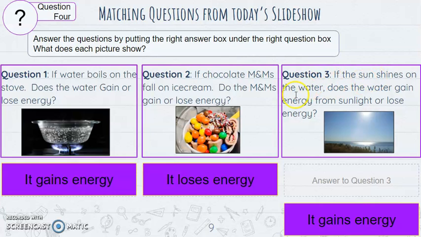Question 3. If sun shines on the water, does the water gain energy from sunlight or lose energy? The sun is hot, the water is not. Therefore, the water is getting hotter, so the water gains energy.